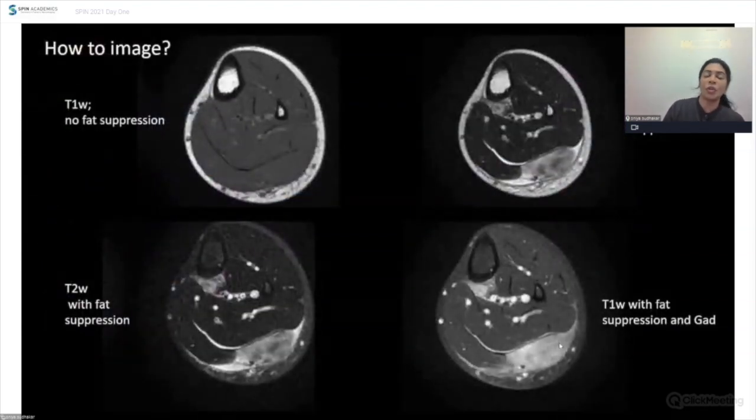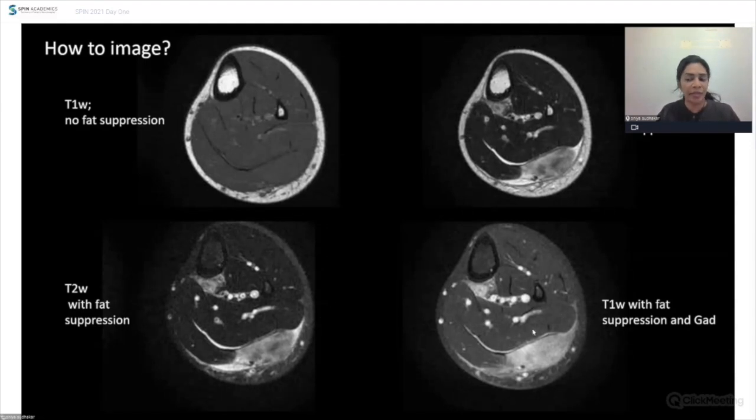So how do we image? What are the standard sequences that we use? The T1 weighted imaging is the first sequence that we look at. It gives a good contrast between the fat, as you can see here, the muscle, and the bone, and you can also see the interfascial planes. The next one that we use is the T2 with fat suppression. Between these two images, the T2 with fat suppression is more useful because we are suppressing the fat, and any inflammation or lesional component which has more edema or water content is well seen on it.